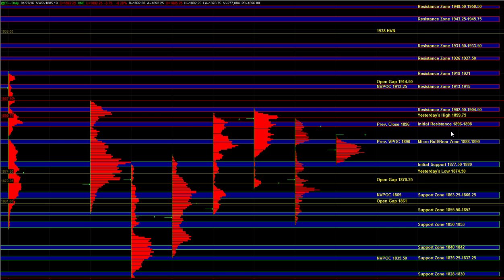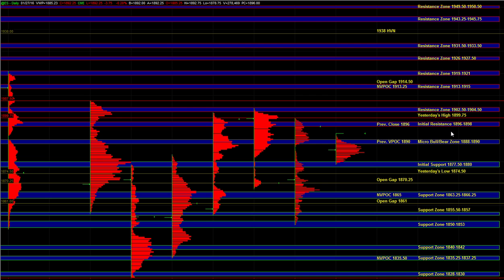On the upside, we have resistance at 96 to 98, followed by yesterday's high at 99.75, and then 1902 half to 1904 half marks the recent 3-day balance area high. So that zone has higher odds of responsive sellers being active on first test ahead of FOMC.